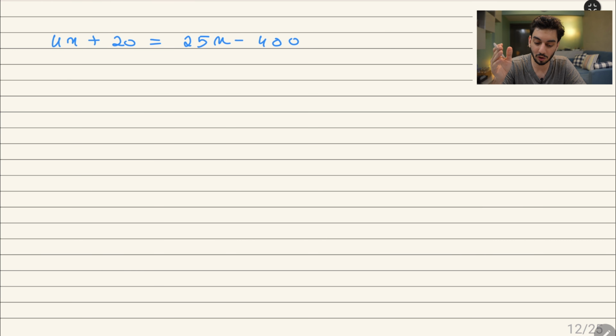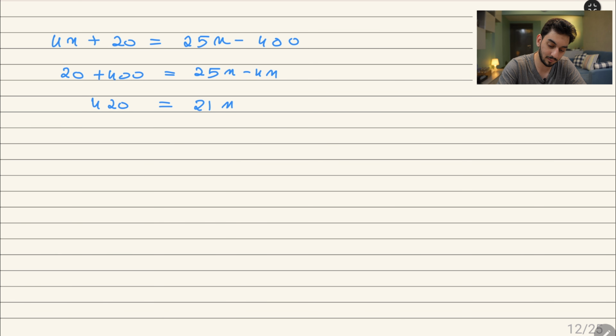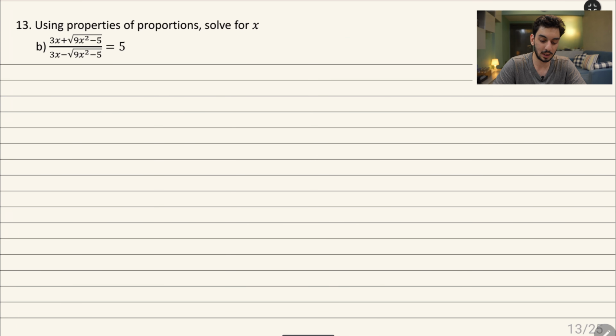All the x's on one side, everything that does not have an x goes to the other side. So 20 plus 400 is equal to 25x minus the 4x. This becomes 420 is equal to 21x. We can cancel it out, 21 times 1, 21 times 2 and 0. X would be equal to 20, and that is it. Let us move ahead to the next question.